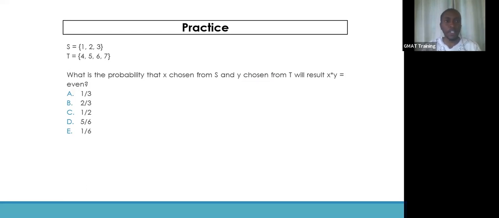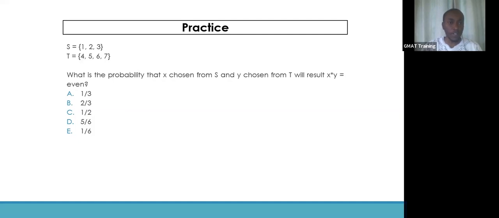So we have S equals {1, 2, 3}. That's a set. And T equals {4, 5, 6, 7}. What is the probability that X chosen from S and Y chosen from T will result in X times Y being even? So we have S being 1, 2, 3, and T being 4, 5, 6, 7.